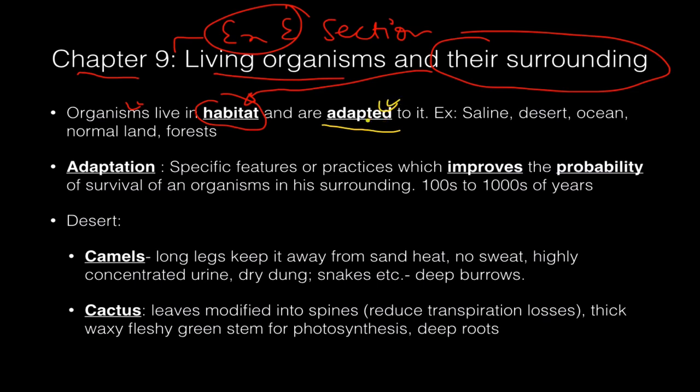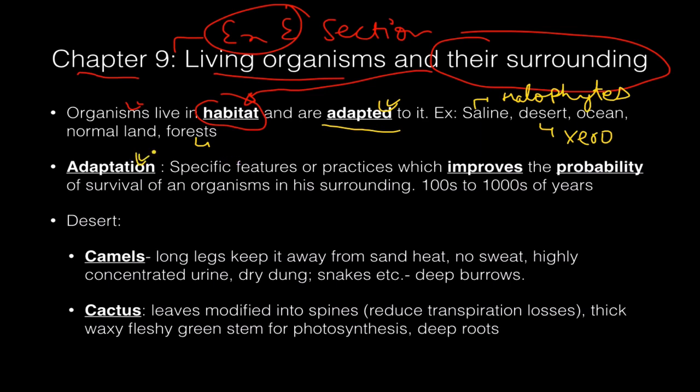And they have to adapt to it. Organisms have to adapt to their particular environment. An example can be a saline environment. Those plants which live in a saline environment are called halophytes. Those in deserts are called xerophytes. Forest plants are usually not given a separate name.